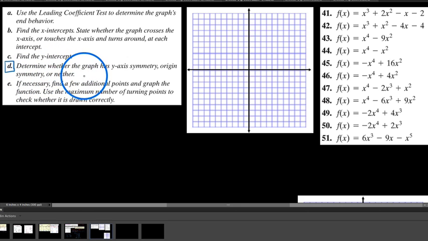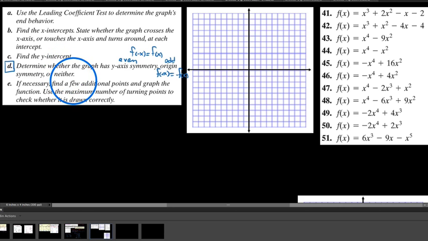So where it says determine whether the graph has y-axis symmetry or origin symmetry, what we're basically checking for is, is our function even? Recall that an even function would be any function that when we plug in a negative x for all of our x values, we get the same thing. And origin symmetry would be a fancy way of saying that it's odd, or when we plug in a negative x everywhere we see an x in our function, we get the exact opposite of what we started with. It would be an easy way for us to check to see if our graph has any symmetry or not.